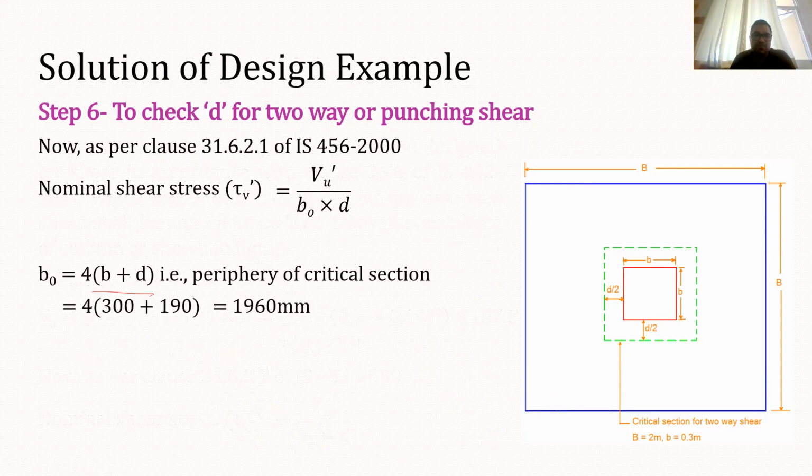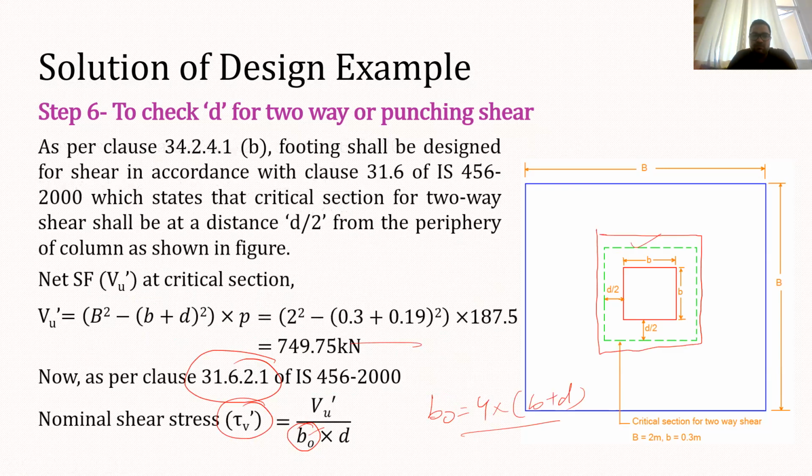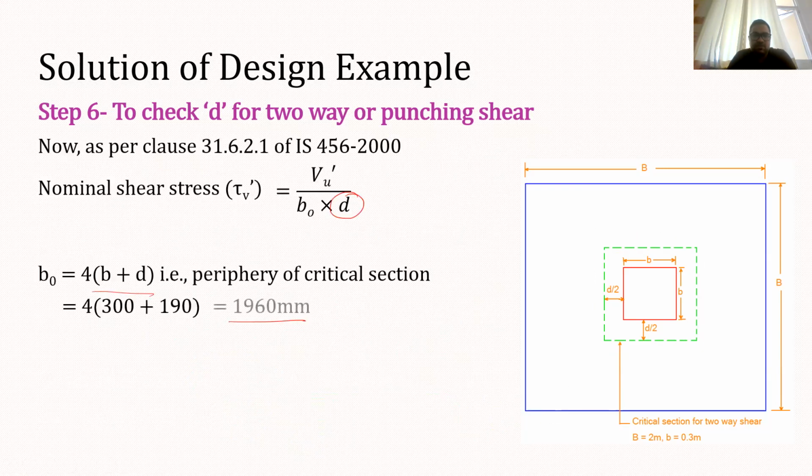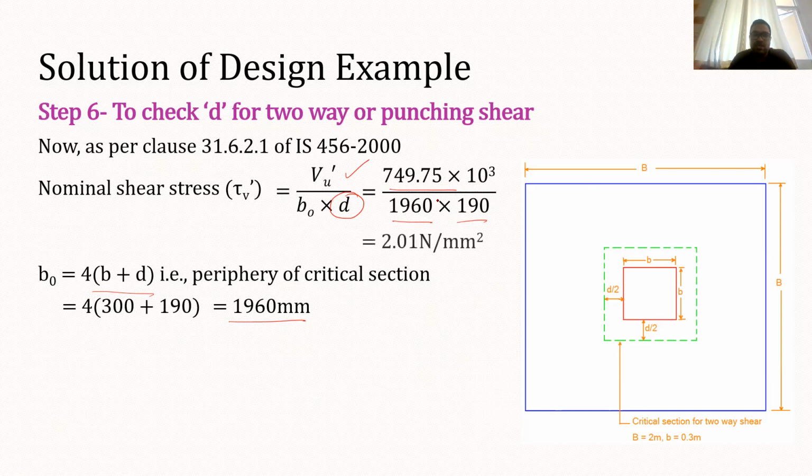Putting all the values here, we get the B naught value as 1960, and D is the revised D, which we revised in the previous step, which is 190, and VU we have just calculated, which is 749.75. Putting the values in this relation, 749.75 into 10 raised to power 3, and these two values are also in mm, we get the value of tau V dash as 2.01 Newton per mm square.